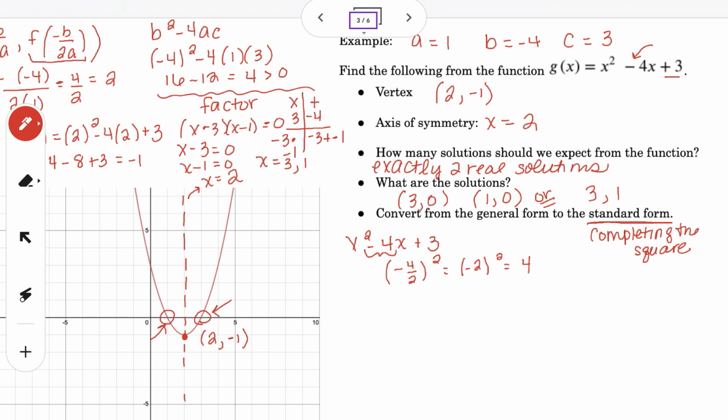I'm now going to take x squared minus 4x, add my 4 here, but also subtract 4 because I'm going to add 0, right? Adding 0 doesn't change anything, plus 3. What this will allow me to do then is bring this negative 4, since I added 0 on, over to this side of the parentheses so that I have the perfect square trinomial on the inside of my parentheses.